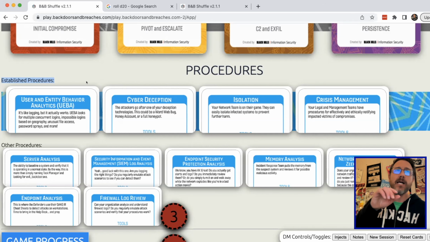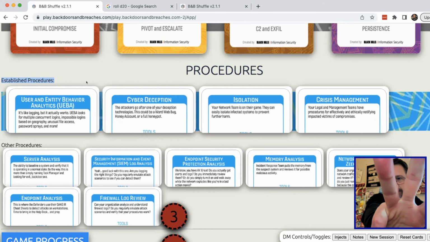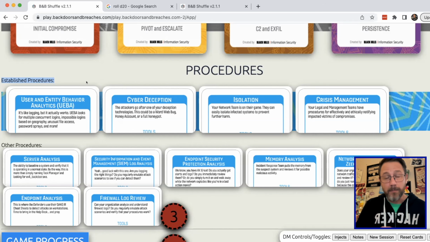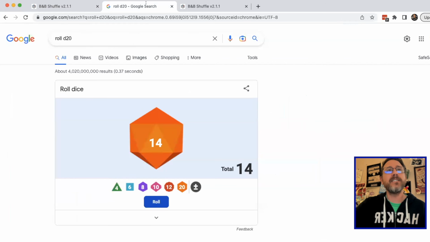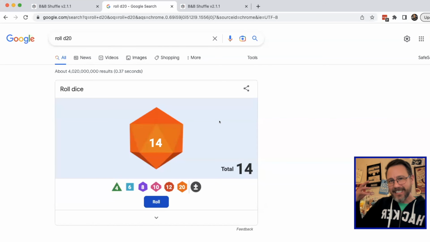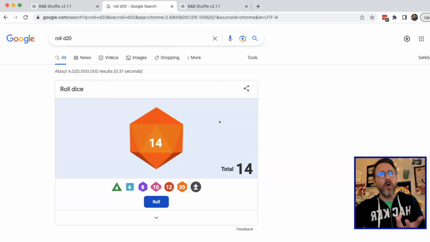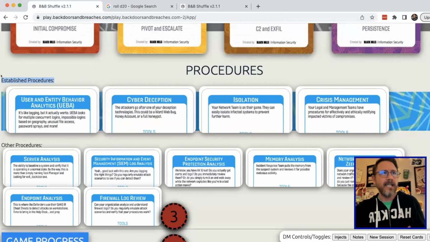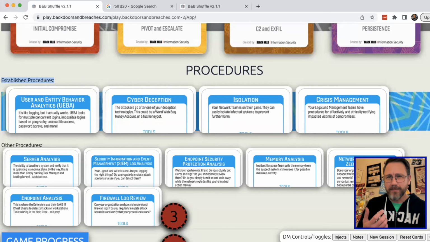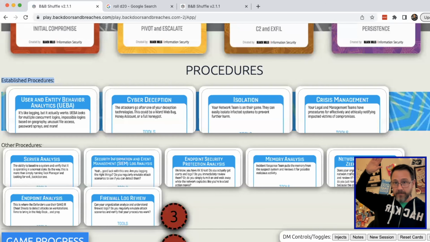All right. So we have established procedures. These get a +3 modifier for dice rolls. They get a +3 modifier. So that means if I roll a 14, then it's actually a 17. And so this helps you. Why is it a +3 modifier? Because I don't know about you, but how many people in your organization actually do things, but they never write down the things that they know how to do? I am guilty of this.